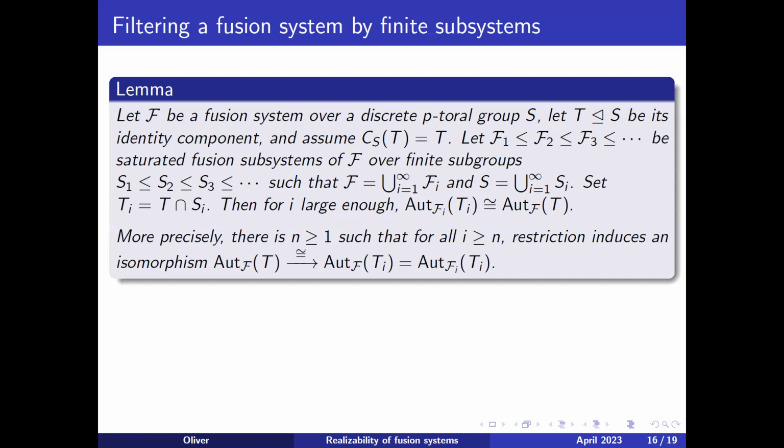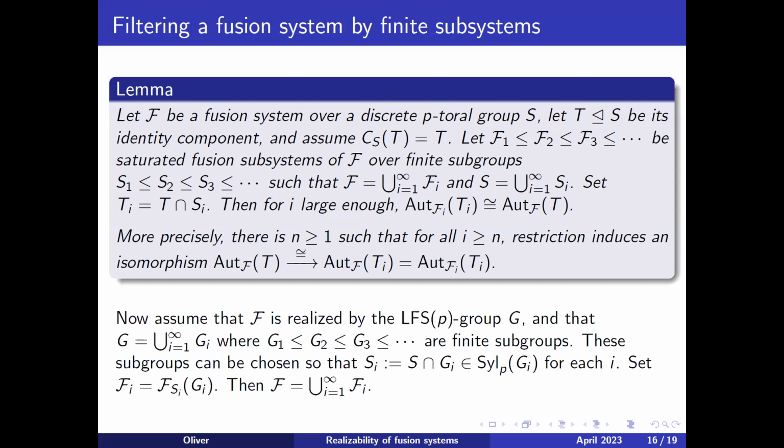And then what I wrote down, the last 2 lines, are just a more precise way of saying that. Here I just wrote that those 2 are isomorphic, Aut_{F_i}(T_i) isomorphic to Aut_F(T), but one can say that more precisely. The isomorphisms are induced in a certain way.